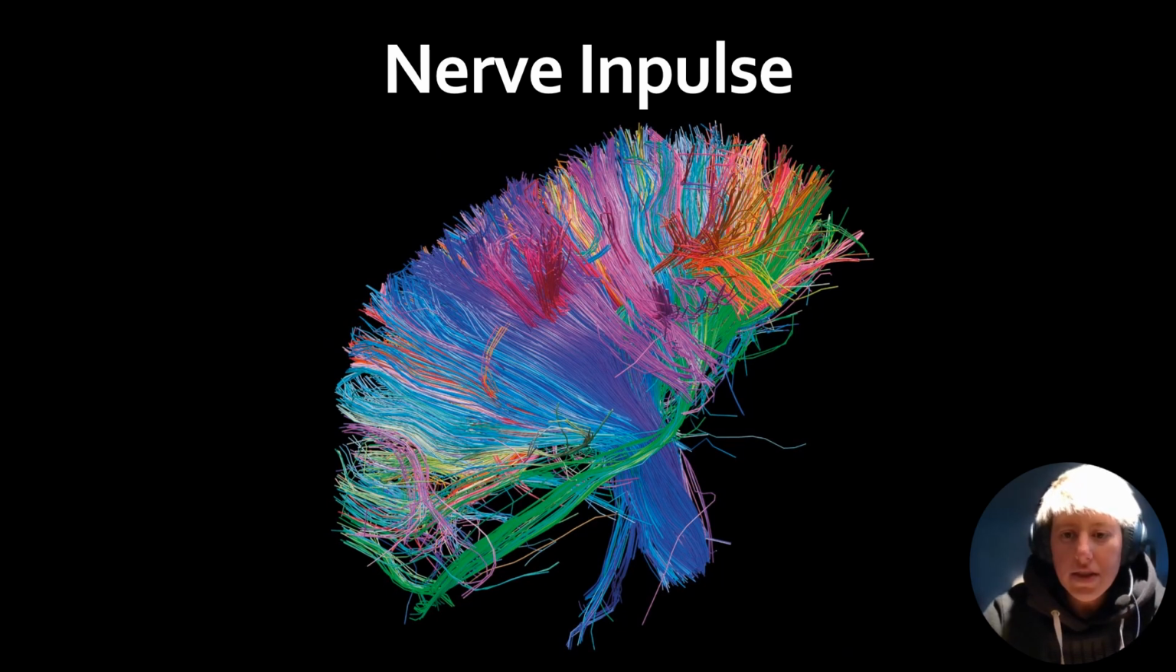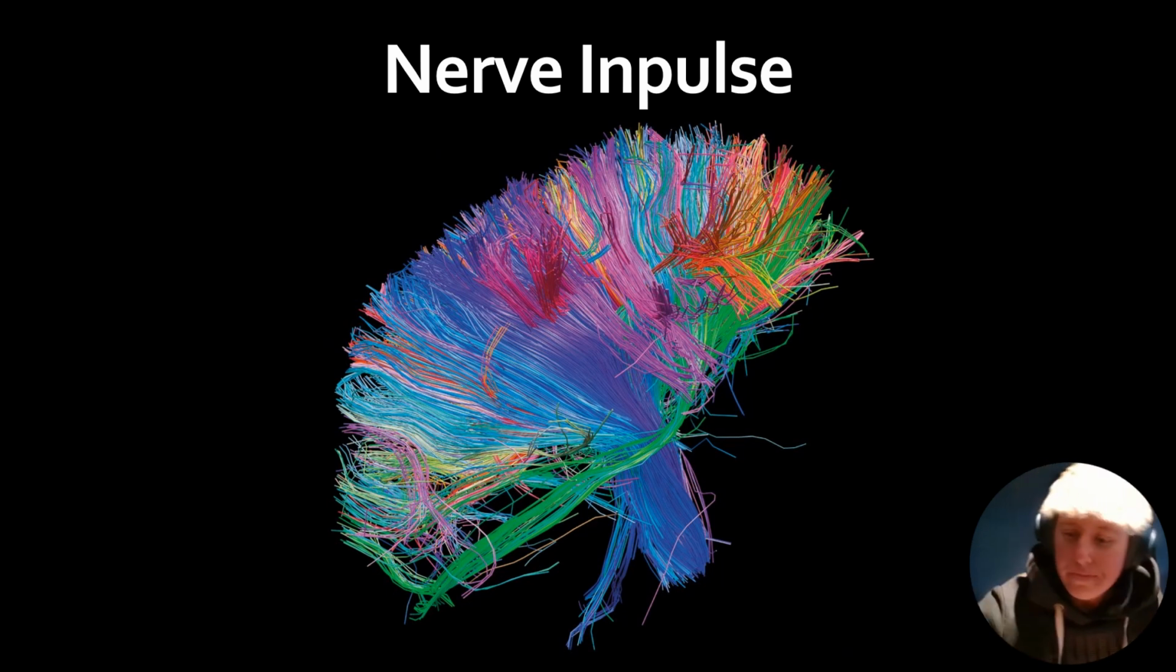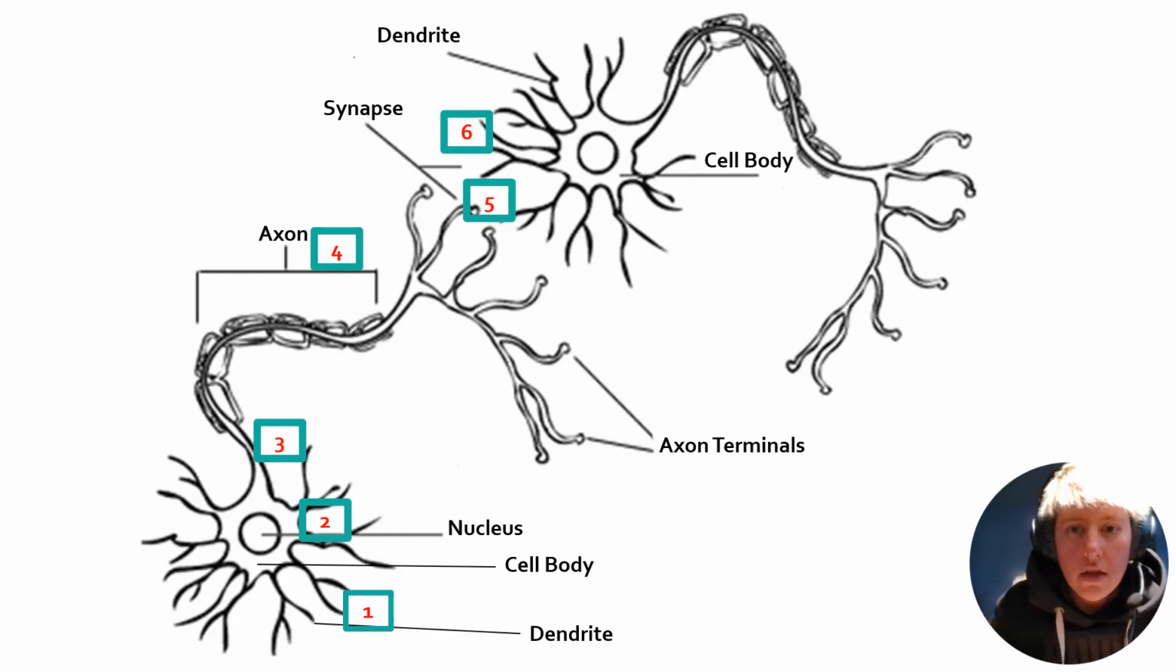Hi everyone, so in this video we're going to be focusing on the nerve impulse. So how does one neuron receive information and send that information to the next neuron? So let's get started. So in this image right here, we basically have two neurons.